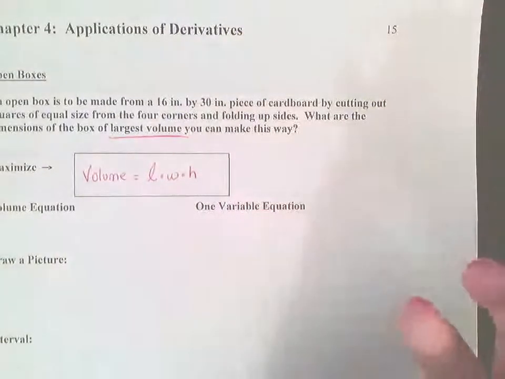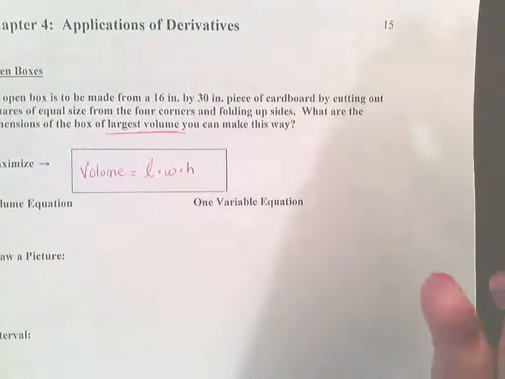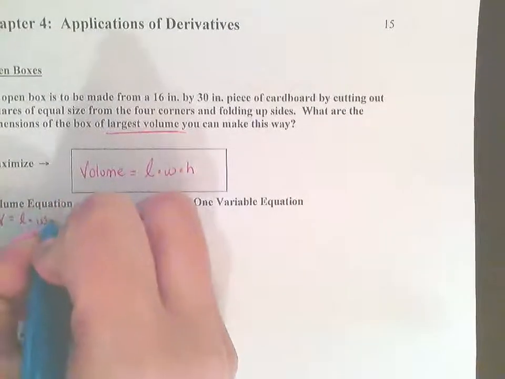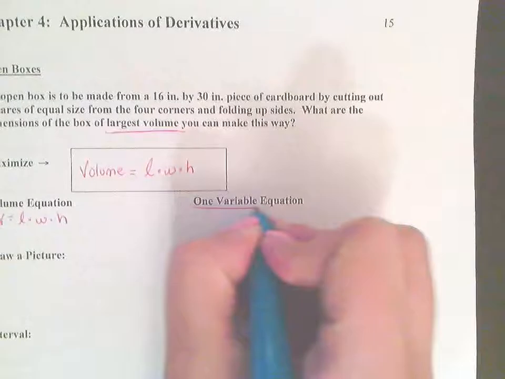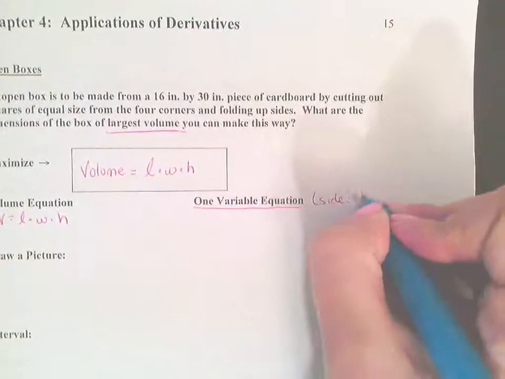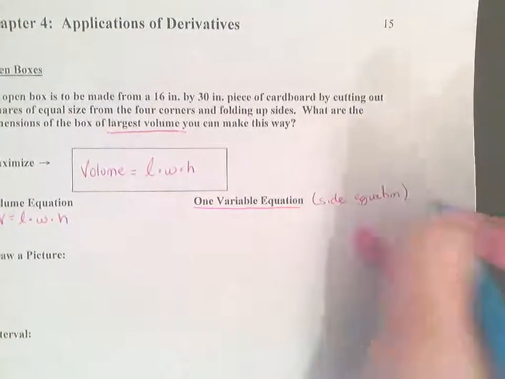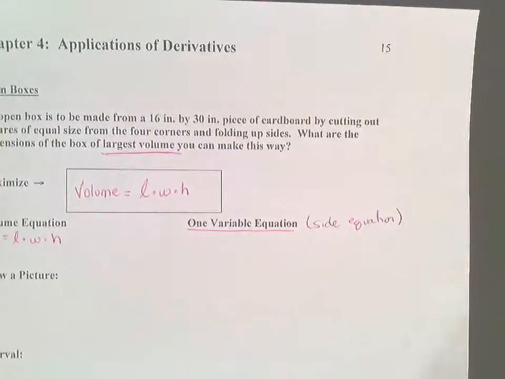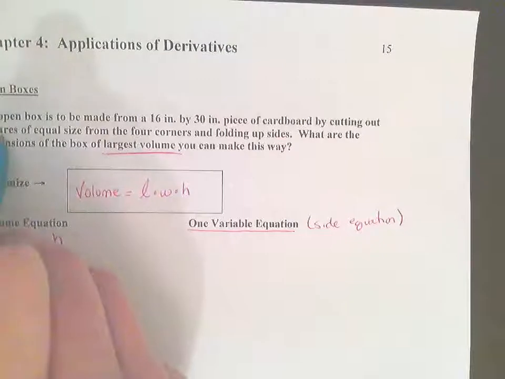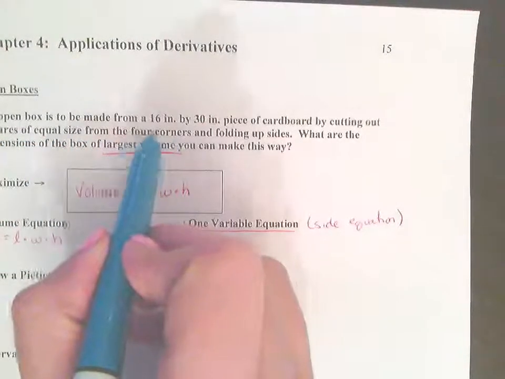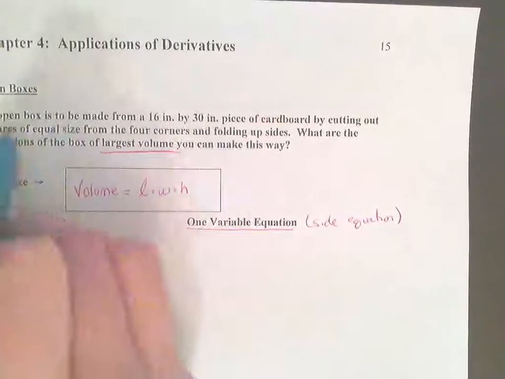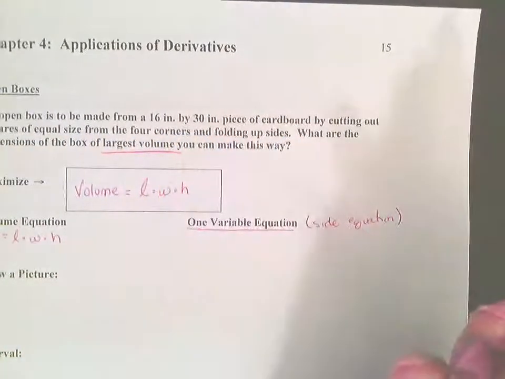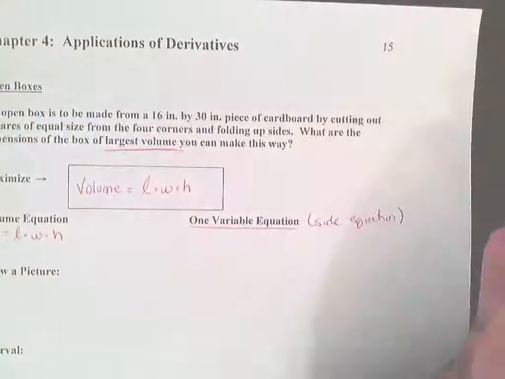So we're maximizing volume. And we know that the volume of a rectangular prism is length times width times height. Okay? And so our volume equation is length times width times height. Now, our one variable equation, aka our side equation that we're going to use. So what information did they give us that we can use? Honestly, at this point, they don't really give us any type of information. They tell us that an open box can be made from a 16 inches by 30-inch piece of cardboard. So I don't see a side equation.